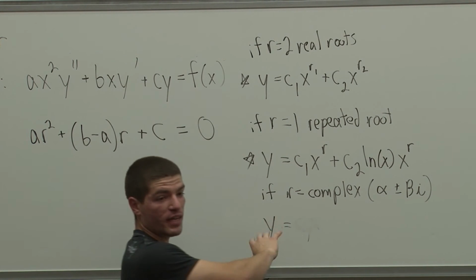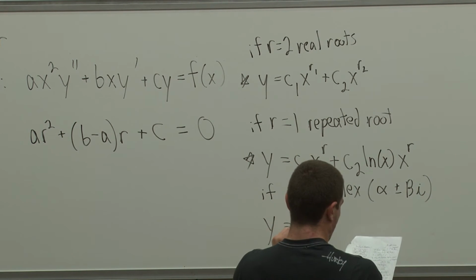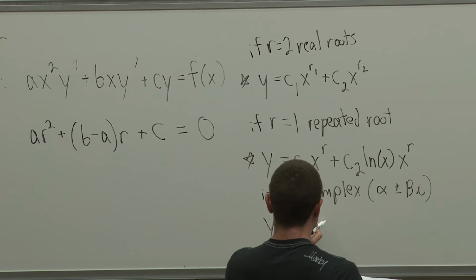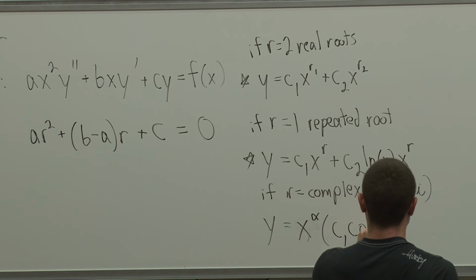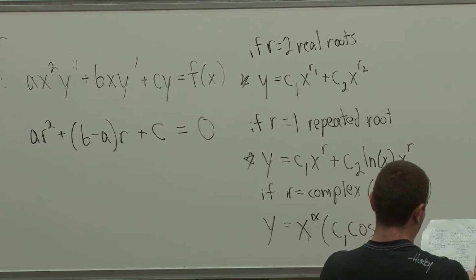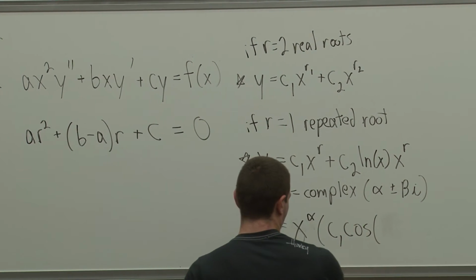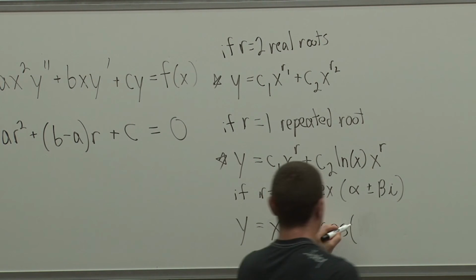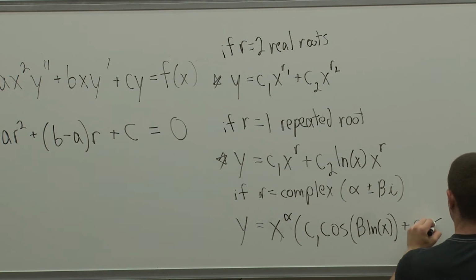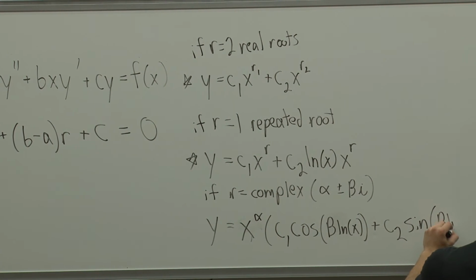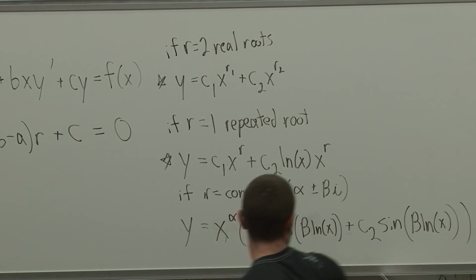So instead of having your e to the alpha x on the outside, like with the regular homogeneous, this is going to be x to the alpha. So x to the alpha times c1 cosine of beta times natural log of x, plus you have your c2 times the sine of beta times the natural log of x. Just like that.